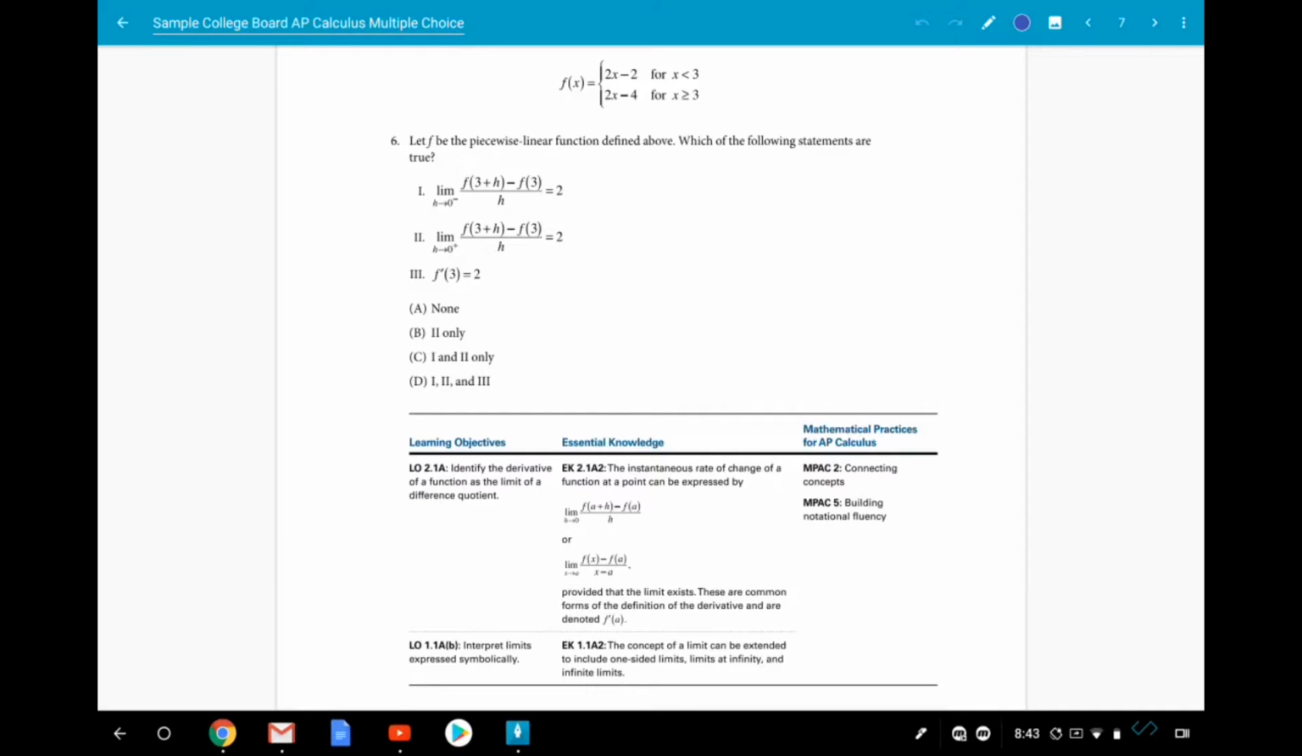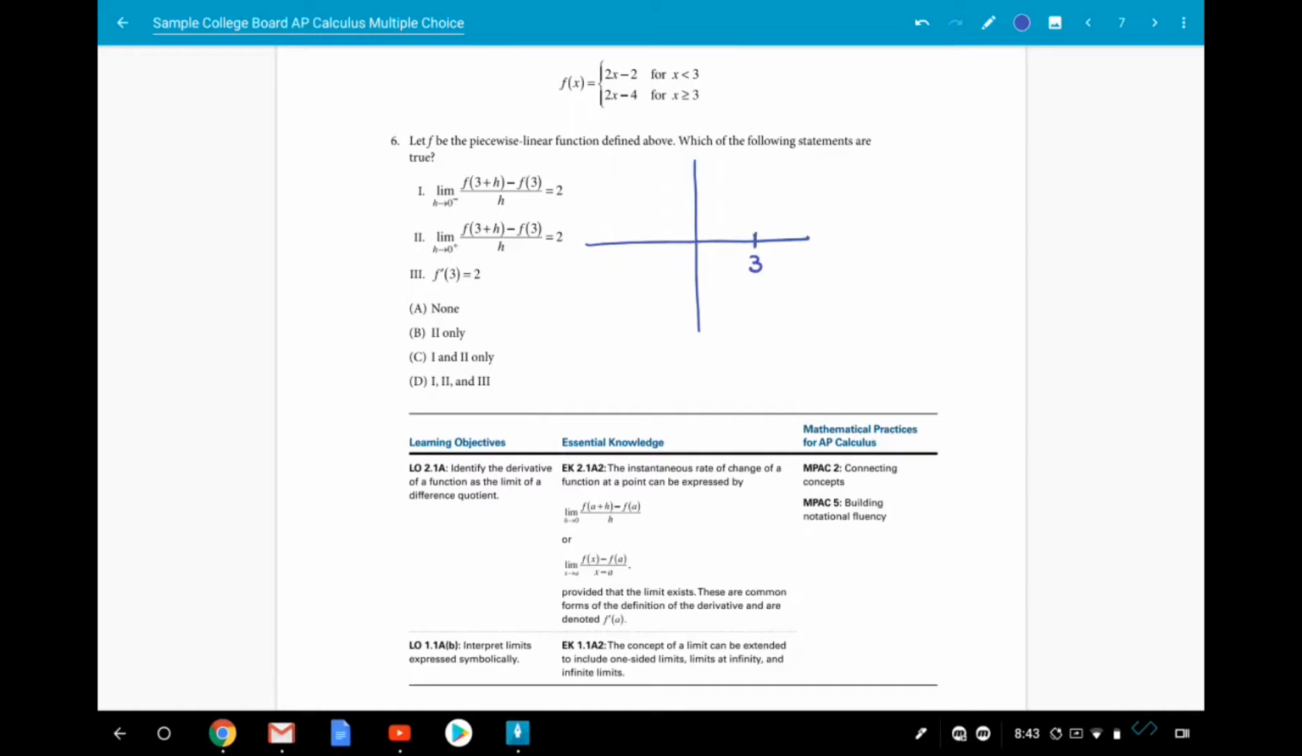Okay, number 6. Let f be the piecewise linear function defined above. Which of the following statements are true? The limit as h approaches 0 from the negative side of f of 3 plus h minus f of 3 over h is 2. The limit as h approaches 0 from the right side of f of 3 plus h minus f of 3 over h is 2. Or f prime of 3 is 2. So it's a good idea to go ahead and graph this function first. We're going to have a cutoff of 3. These are both lines.